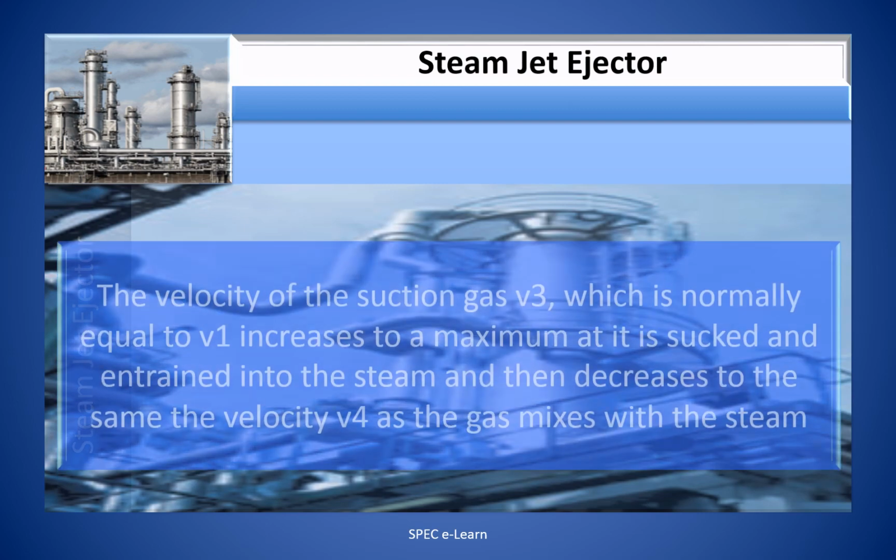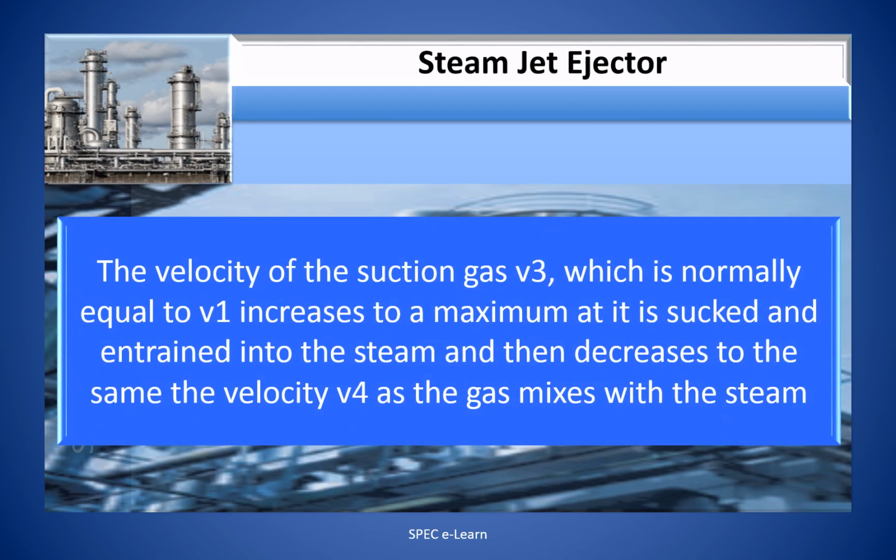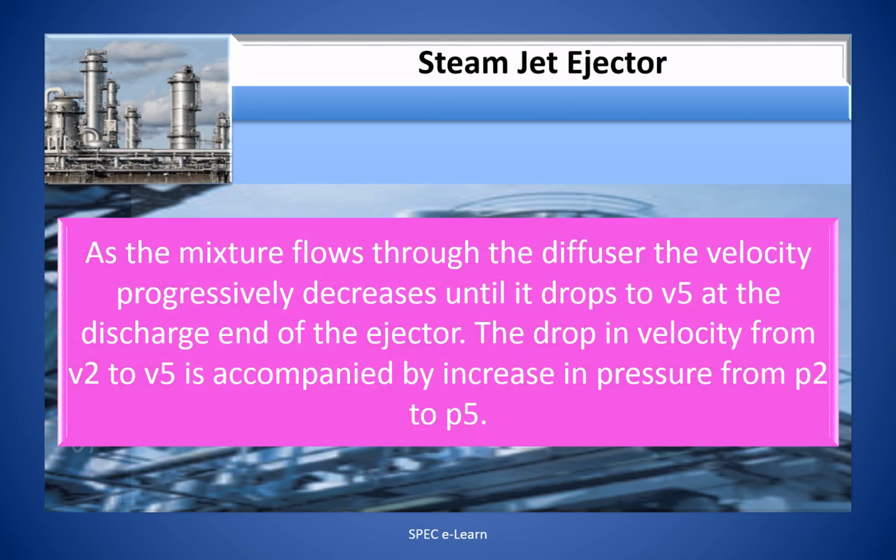The velocity of the suction gas V3, which is normally equal to V1, increases to a maximum as it is sucked and entrained into the steam, and then decreases to the same velocity V4 as the gas mixes with the steam. As the mixture flows through the diffuser, the velocity progressively decreases until it drops to V5 at the discharge end of the ejector. The drop in velocity from V2 to V5 is accompanied by an increase in pressure from P2 to P5.